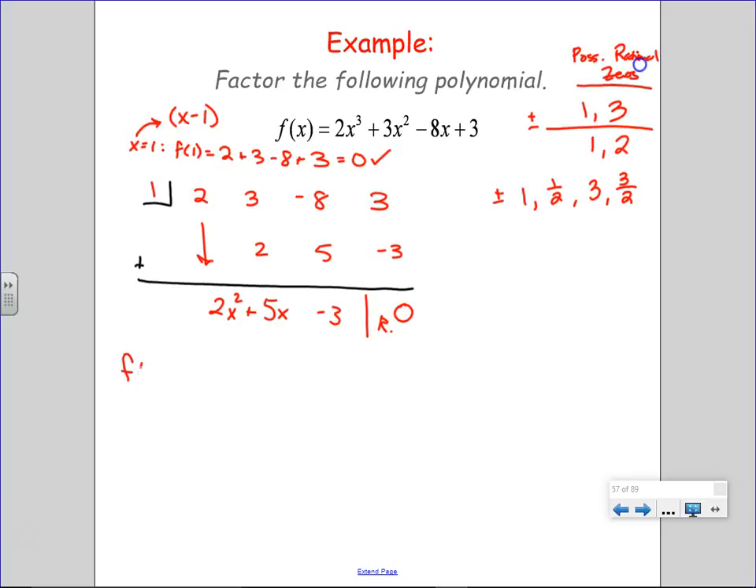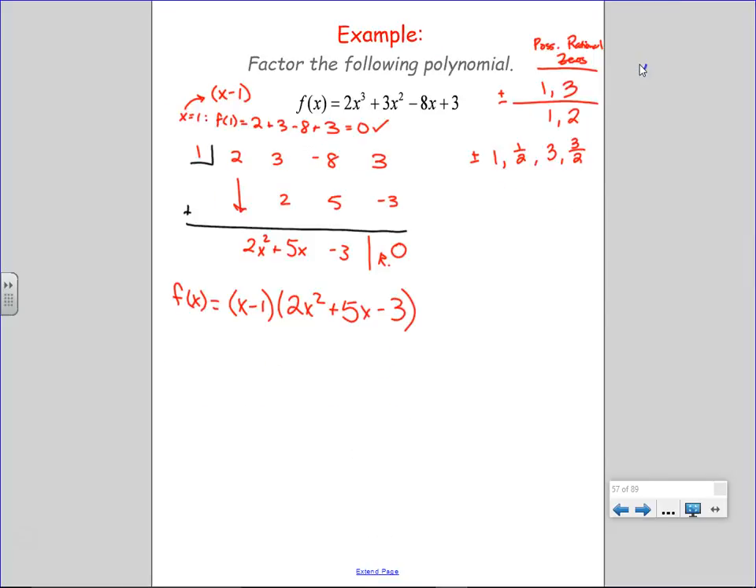So I can take my f of x, this big old nasty polynomial, and I can say when I divide it by, wait, what does the 1 indicate again? x minus 1. I got 2x squared plus 5x minus 3. And the other day when we did it longer in section 2.3, at the very end, we multiplied the first and the last, figured out the right combination, and grouped. Long story short, we ended up with x minus 1 times 2x minus 1 times, did I have the last factor?